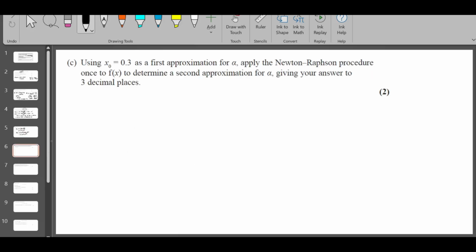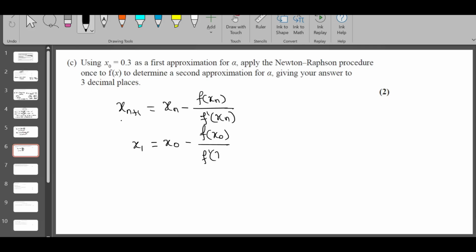Using x naught equal to 0.3 as a first approximation for alpha, apply the Newton-Raphson procedure. What is the Newton-Raphson procedure? The iteration. xn plus 1 is equal to xn minus f of xn divided by f dash of xn. You don't have to memorize this. This is given in the data booklet. So to write x1, if you replace n by 0, it's going to be x naught minus f of x naught divided by f dash of x naught.